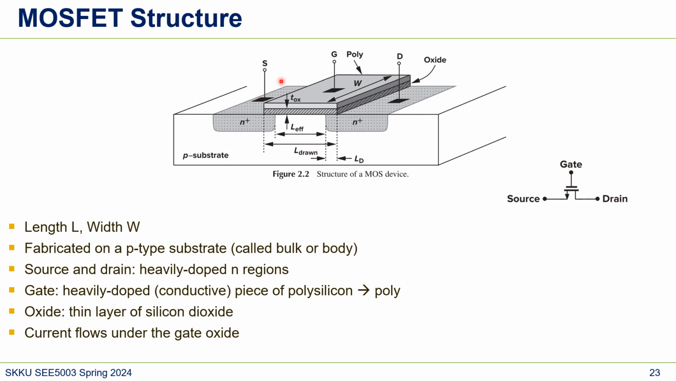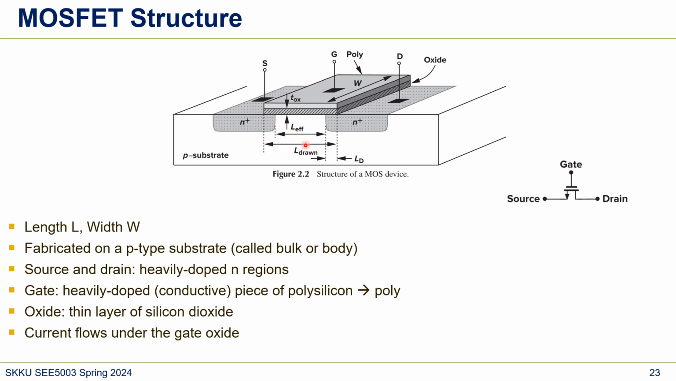And how about source and drain? Here's source and here's drain. You see that there is N plus, in a different color. Why? These are heavily doped N regions. What they do is shoot an ion beam on top of this P substrate to make its electrical characteristics different.